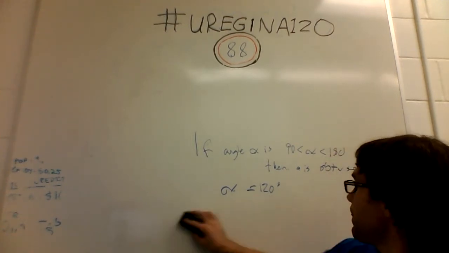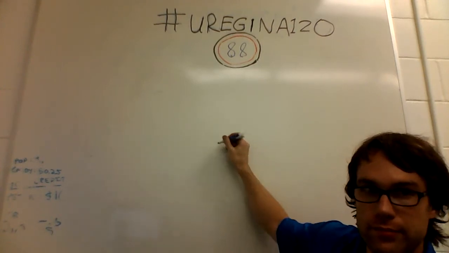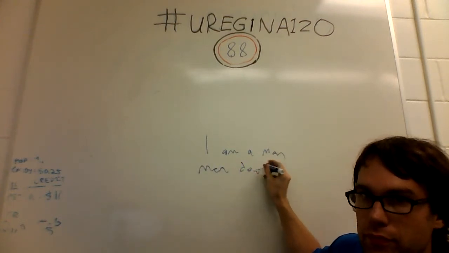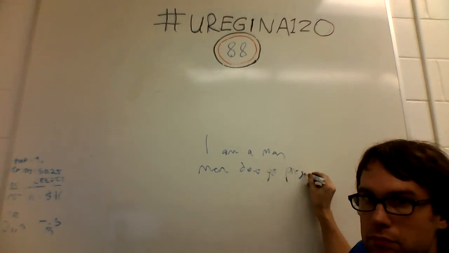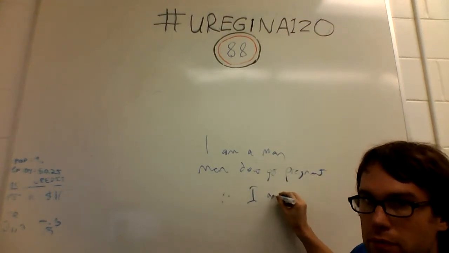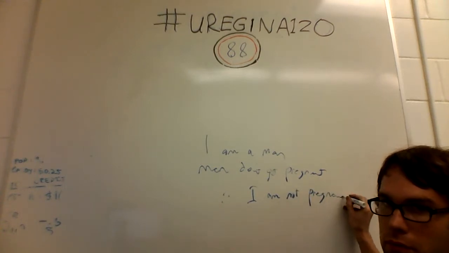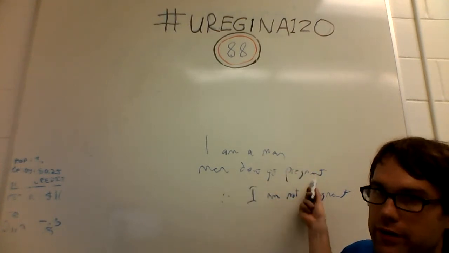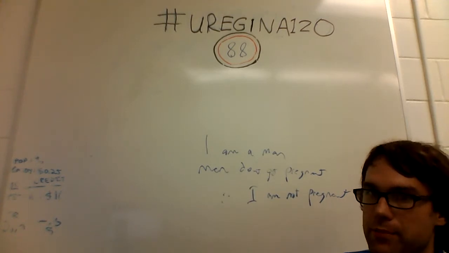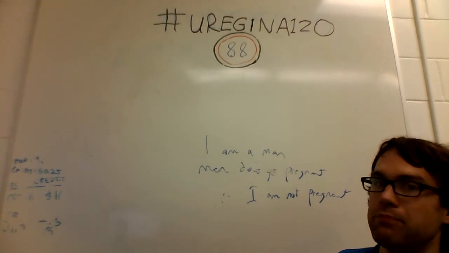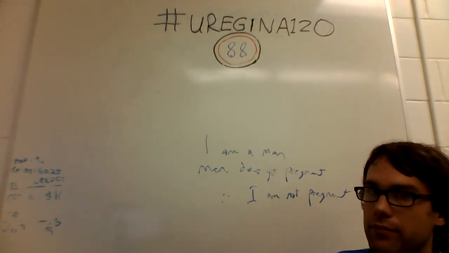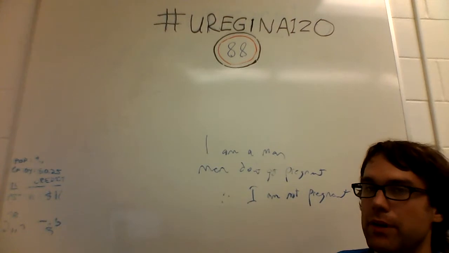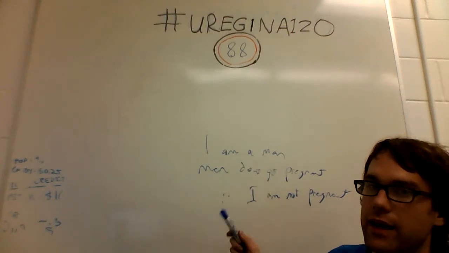Another example. I am a man. I, Jeff Cliff, am a man. It is true. Men don't get pregnant. At least, yet, there is no way for a man to become with child. Sucks to be men. Therefore, I am not pregnant. Given that these two premises are true, this conclusion follows from them. It is a logical necessity based on these two premises. So this is, in fact, a deductive argument.